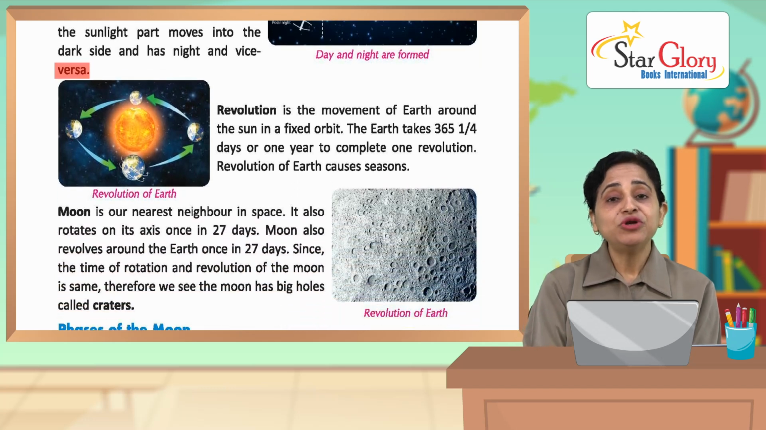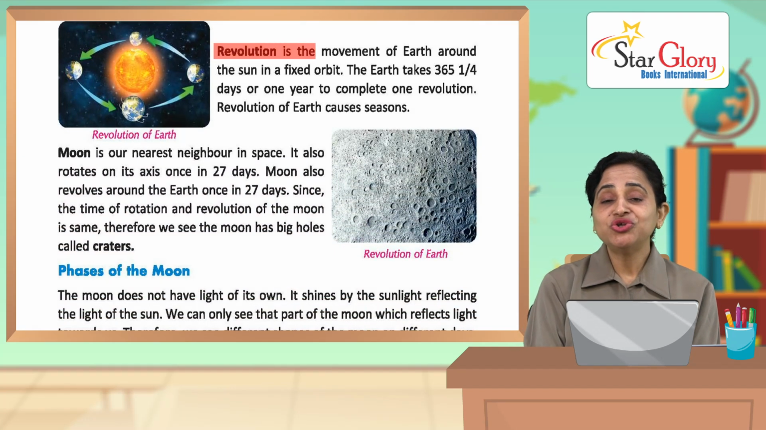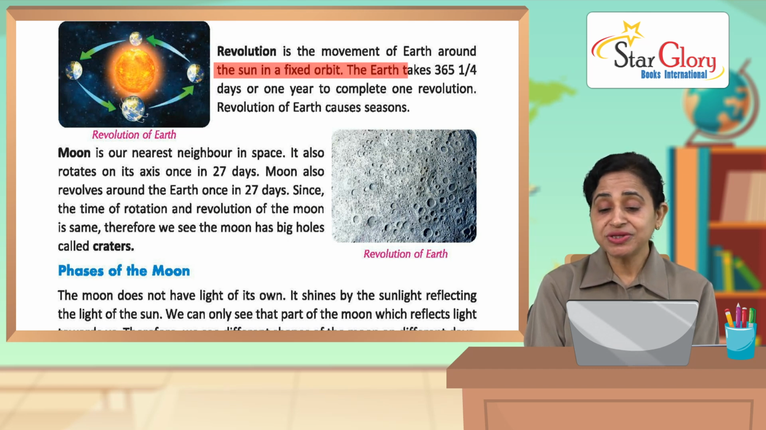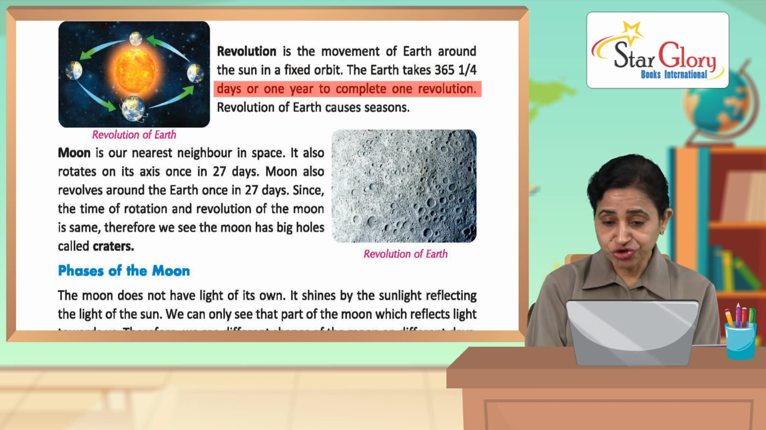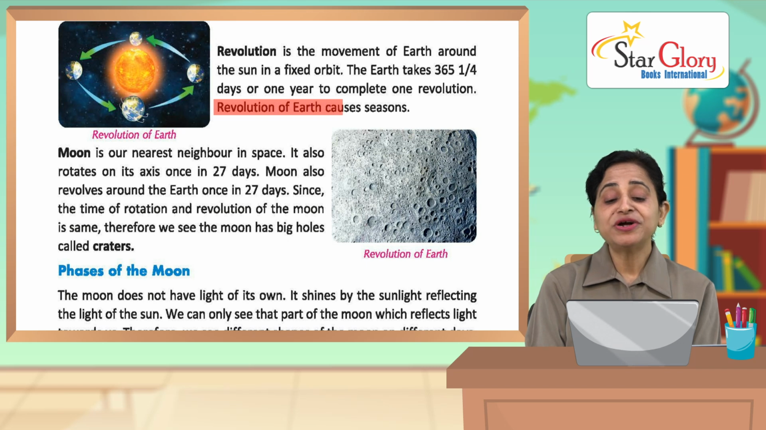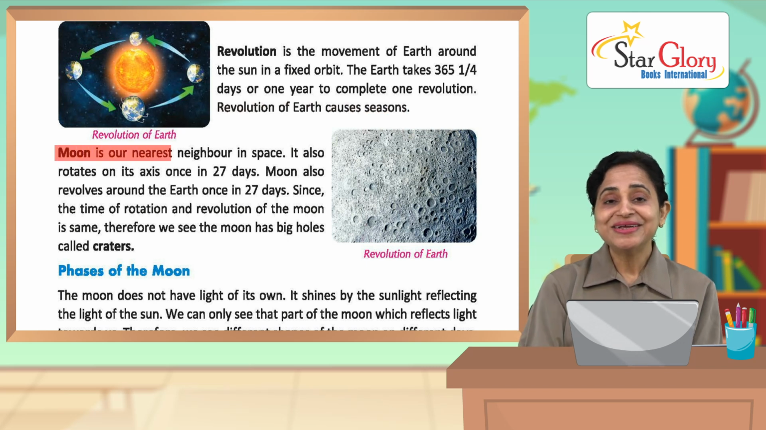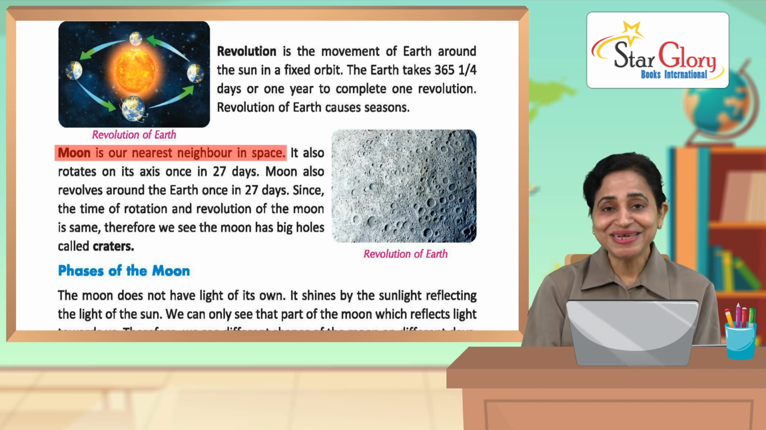अब हम पढ़ेंगे revolution के बारे में. Revolution is the movement of earth around the sun in a fixed orbit. The earth takes 365 1/4 days or 1 year to complete one revolution. Revolution of earth causes seasons and moon is our nearest neighbor in space.